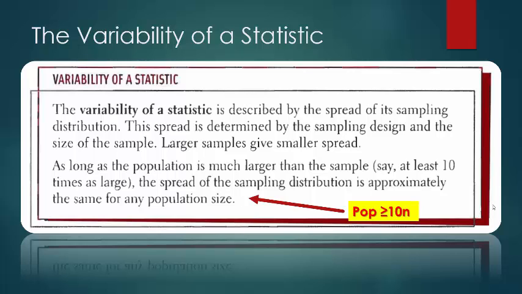Now here's a little rule that we have to follow down at the bottom, and it says as long as the population is much larger than the sample, say at least 10 times as large. We could fudge that a little bit, but we like to go for populations that are at least 10 times as large as our sample size. So if our sample is 20, then we're looking for a population that's at least 200. If that's the case, then the spread of the sampling distribution is approximately the same for any population size. And that's going to be one of the rules that we have to follow and one of the checks that we have to make later on in the semester.